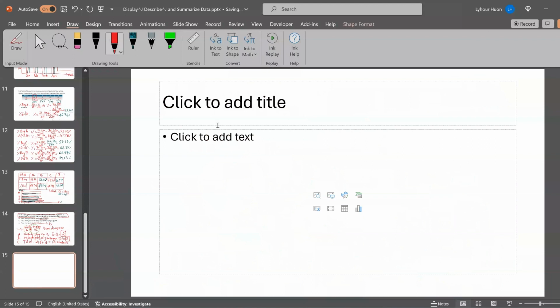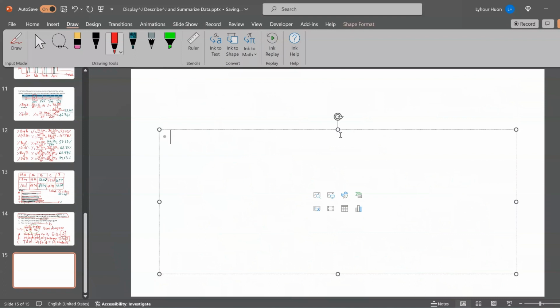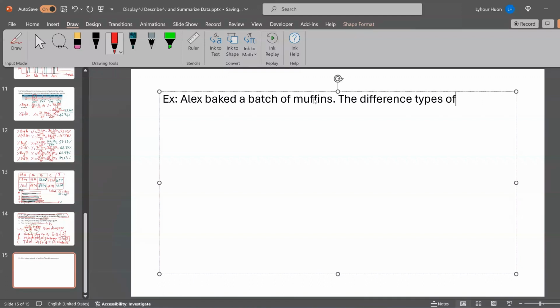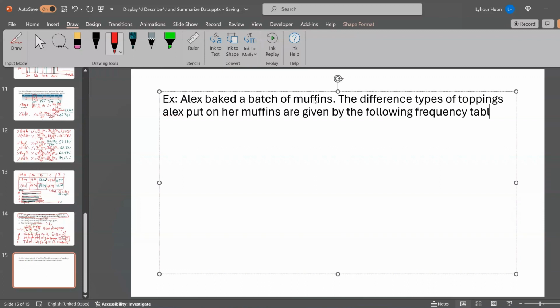Another one. Alex baked a bunch of muffins. The different types of topping Alex put on her muffins are given by the following frequency table. Frequency tables.